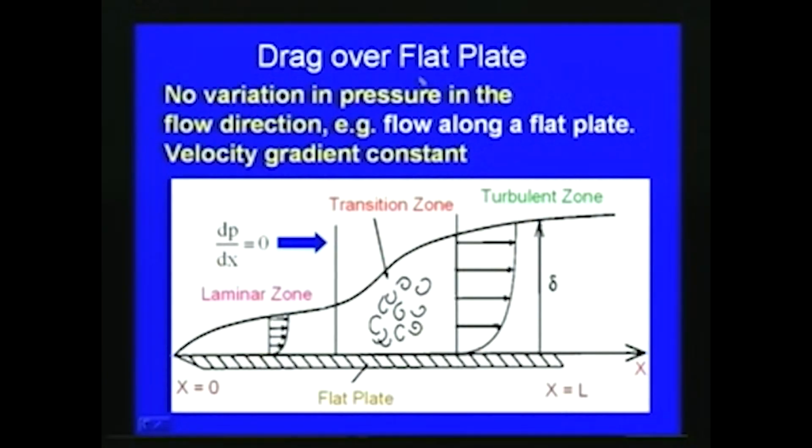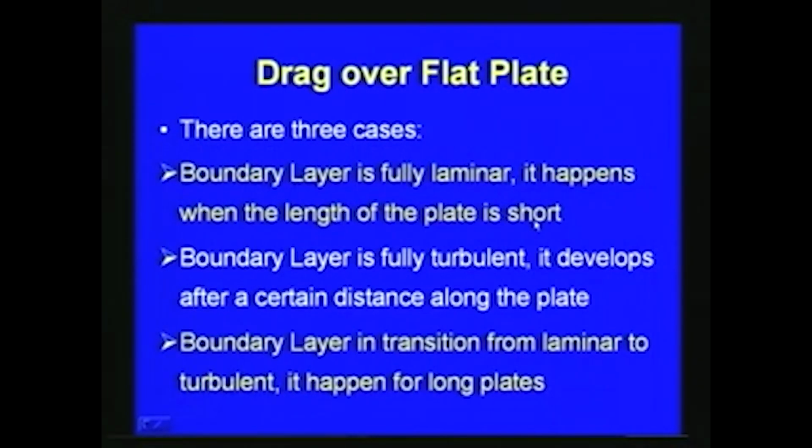If we consider the drag over a flat plate, you can see that generally there is no pressure variation in the flow direction, as we have discussed earlier. So, the velocity gradient is constant. Here we have the laminar zone, then the transition zone, and with respect to boundary layer formation we have the turbulence zone. Now, with respect to these various cases, we will determine how to find the drag for a laminar case, a turbulent case, and also the transition case.